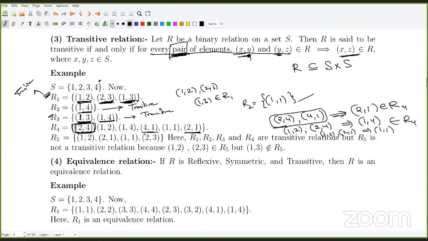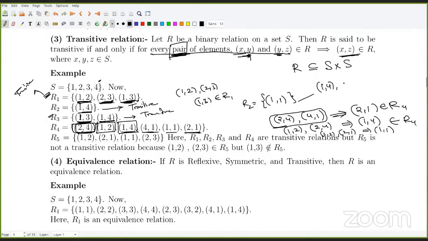So just check whether 1 comma 4 and 1 comma 1 are there. Yes, there is 1 comma 4 and 1 comma 1. So with respect to 1 comma 2 also, R4 is transitive. Like this you have to check. You have to go for the third element, and it is 1 comma 4.